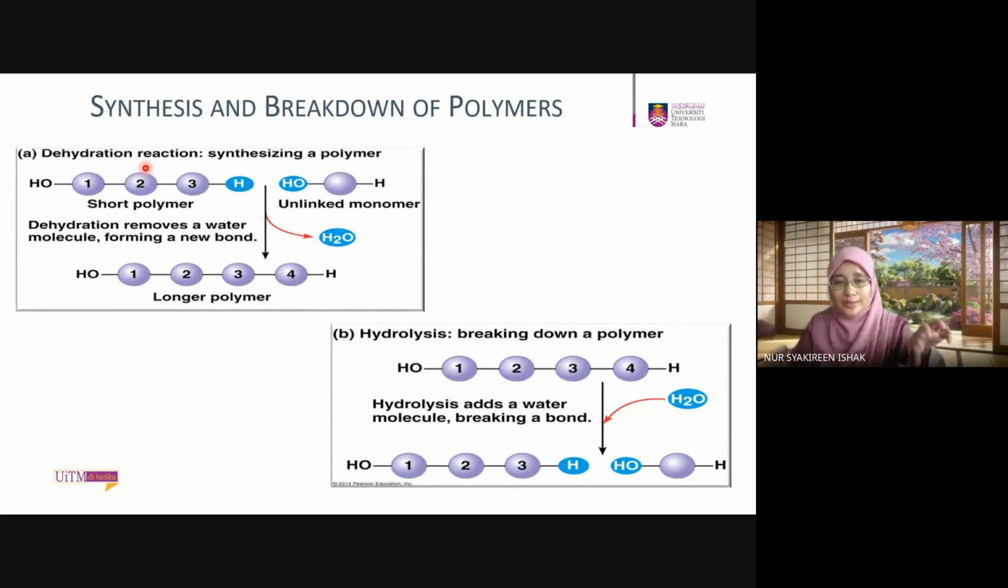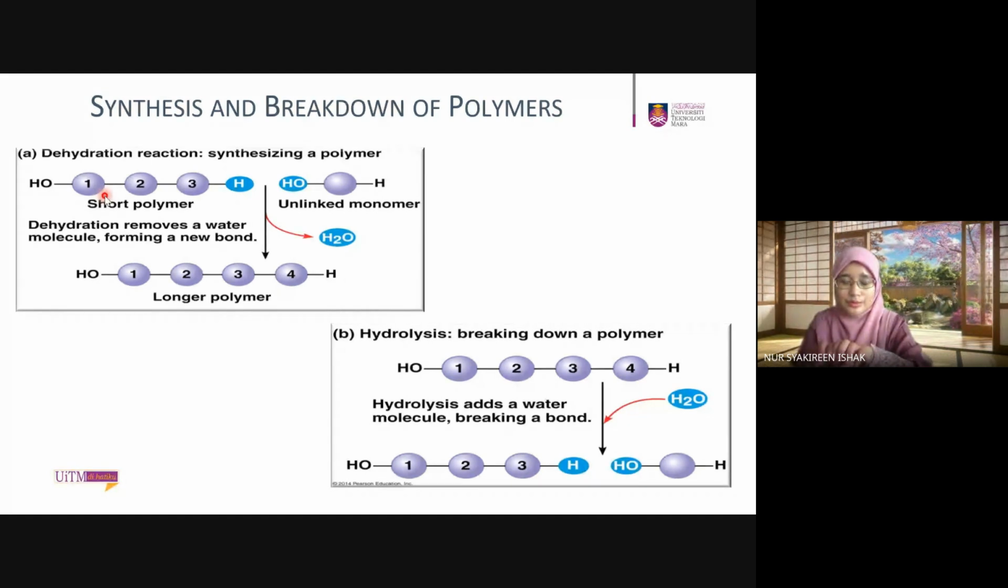So how do you attach monomers together to form a polymer? In order for the reaction to occur, the reaction involved is dehydration. If you look at the term dehydration, the reaction involves the removal of water molecule, in order to break covalent bonds between the atoms of that polymer, to break the bond between the monomers. So that is dehydration.